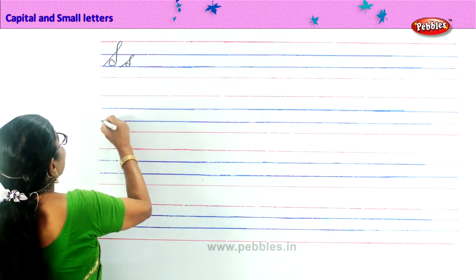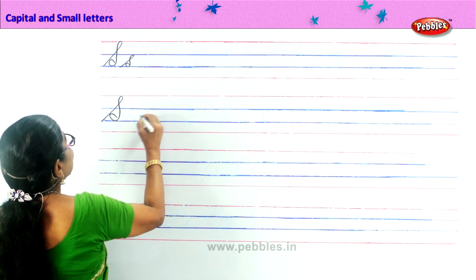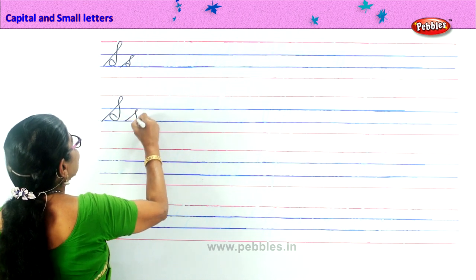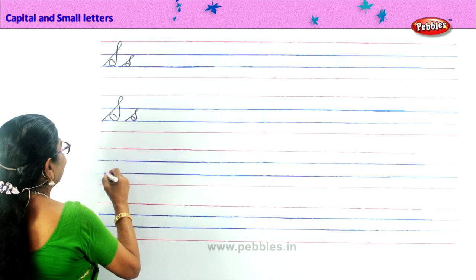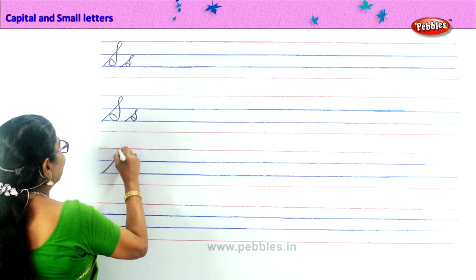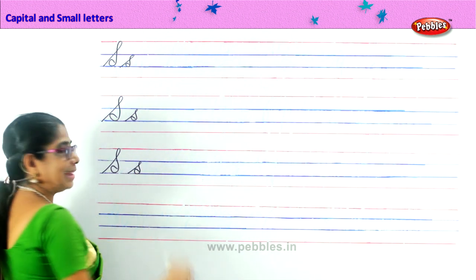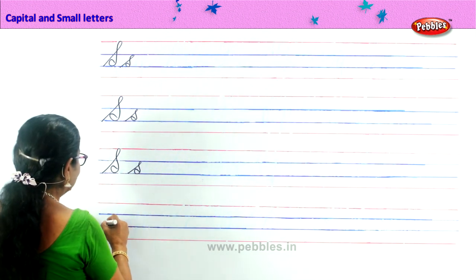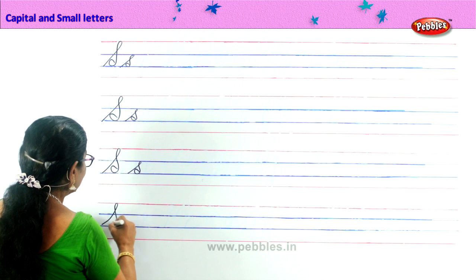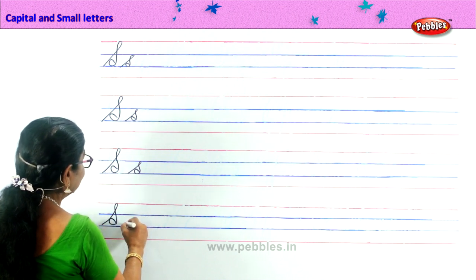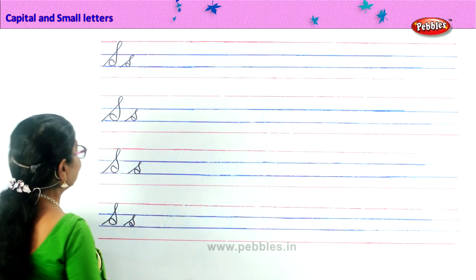Capital S goes like this. And the small s like this. The capital S goes like this. And small letter s like this. The capital S goes like this. And the small letter s like this.